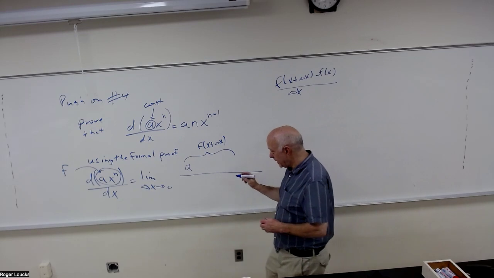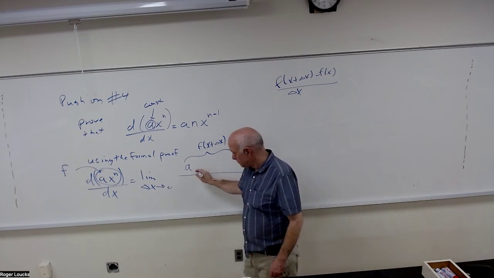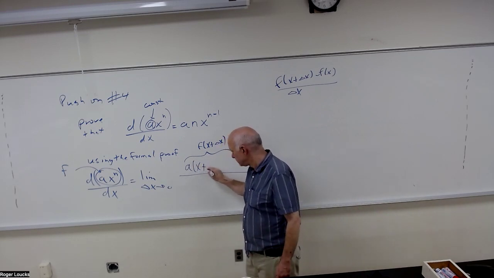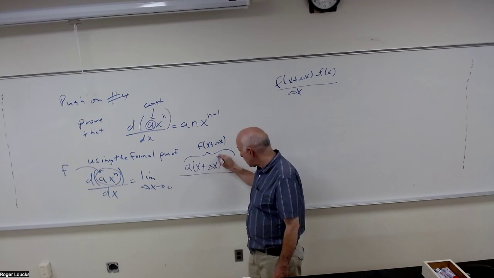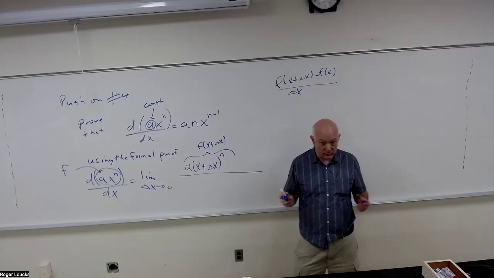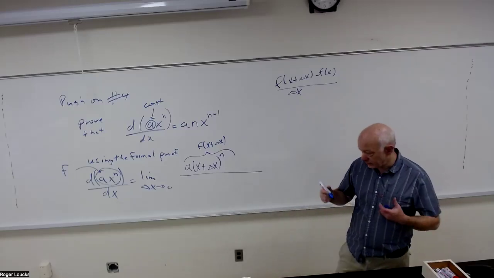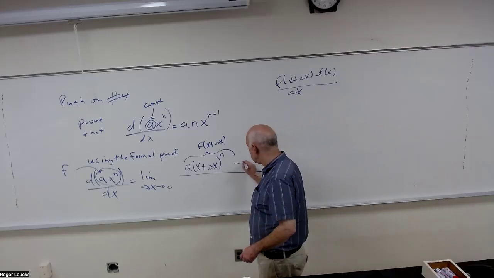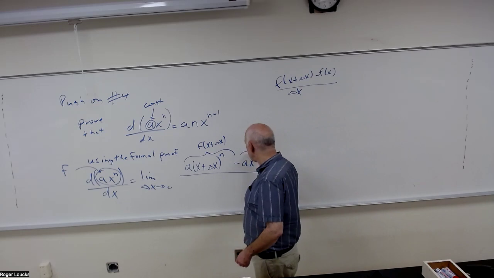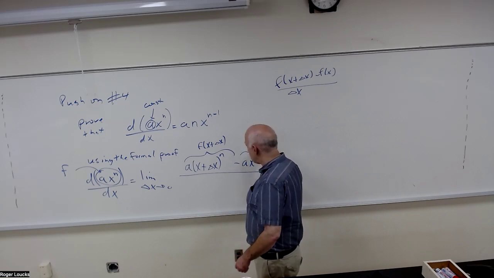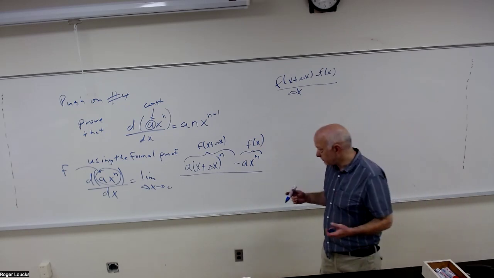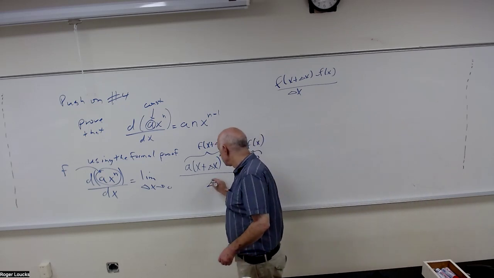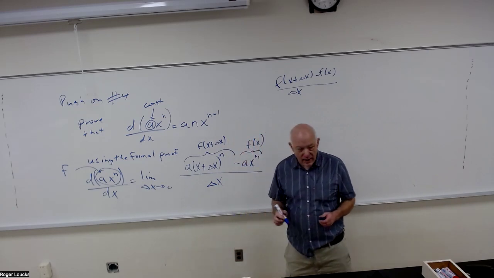A times x plus delta x all raised to the n power. That's what this is here. Does that make sense? Then you have to subtract the original function. It's a x to the n, so here's my original function. And this all gets divided by delta x. So you're going to start with that. And I give you a hint.